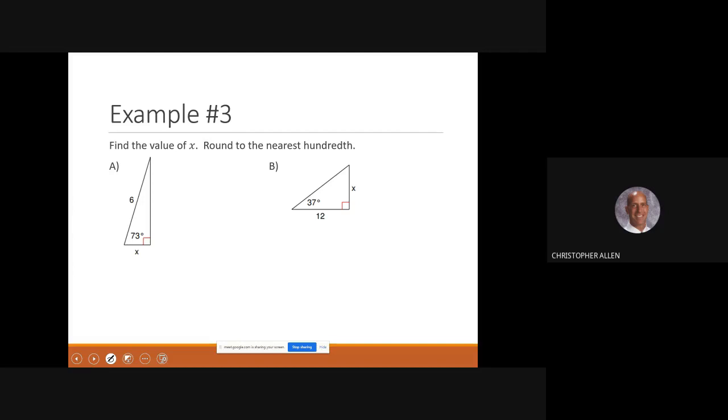Now, Mr. Allen, this all seems great, but why in the world would I need to know this? Well, now you're going to see why. In fact, let's do A first. Suppose I asked you to find the value of x. What is x? You might look at that and think, well, Mr. Allen, that's a right triangle. I'll just do the Pythagorean theorem. What's the problem with that?